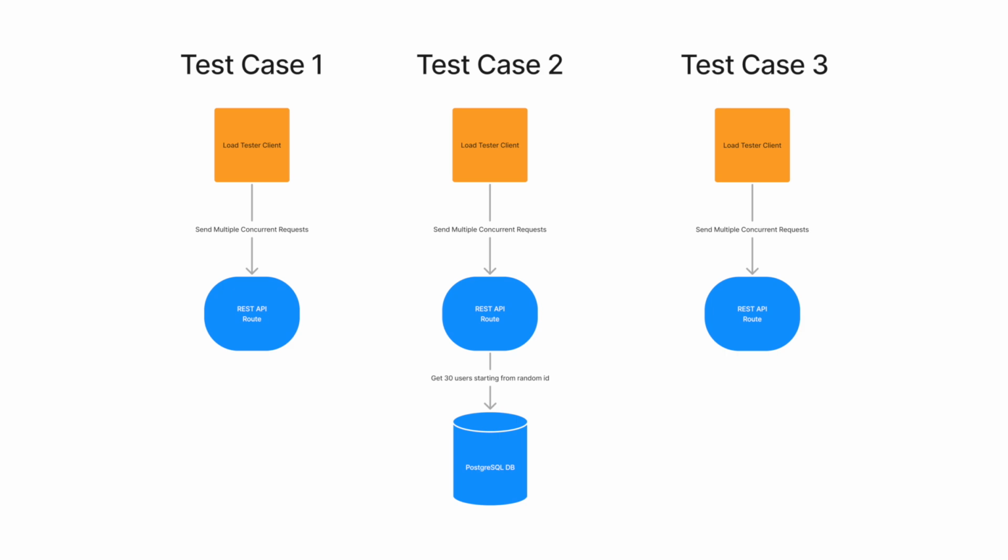I performed 3 separate tests to compare these technologies across different scenarios, aiming to understand how each performs in varied use cases. The first scenario is a basic test, an API route that returns a hard-coded response. The second scenario is closer to a real-world application, where an API route retrieves a random selection of 30 elements from a PostgreSQL database. The third scenario is an API route that generates a JWT token.